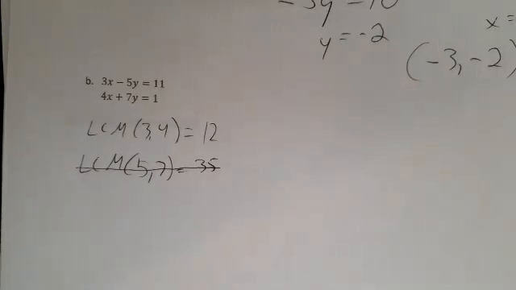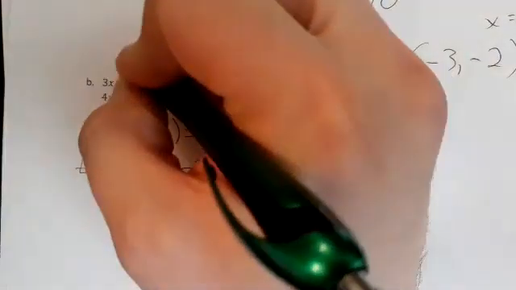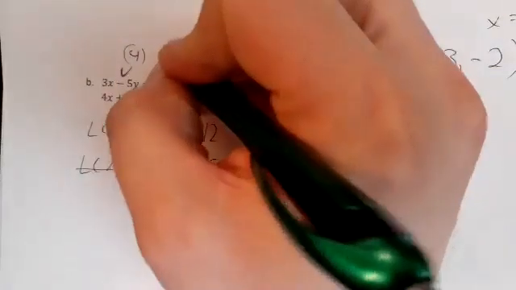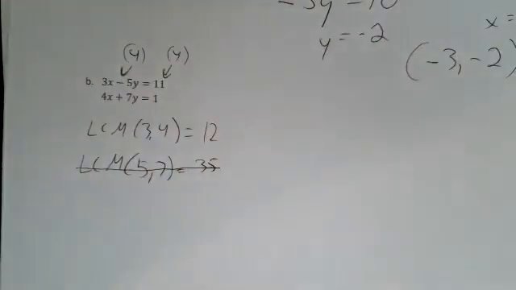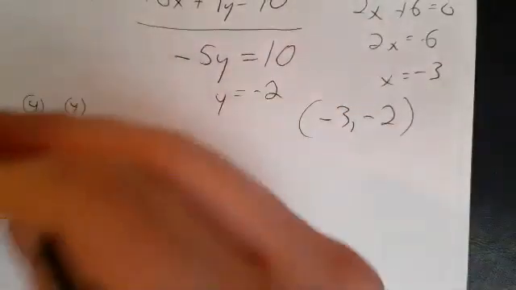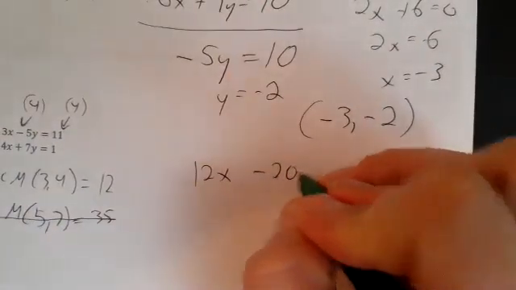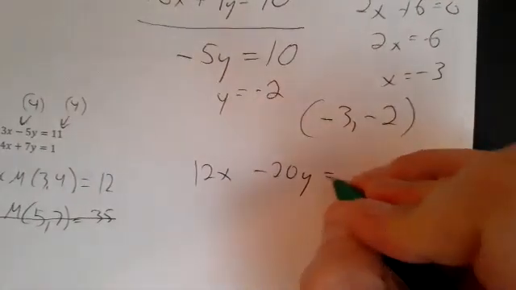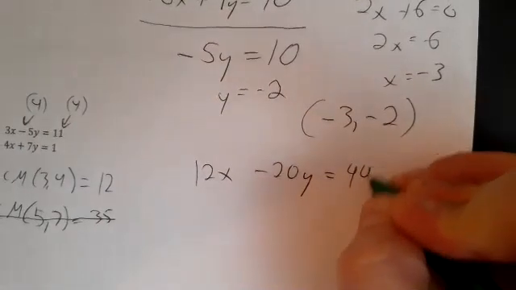So I need to simplify my x. I need one of them to be positive 12. I need one of them to be negative 12. And so you might have figured this out already. But I got to multiply this thing by 4. And I got to multiply that thing by 4. 3x times 4 is 12x. Minus 5 times 4 gives me minus 20y. And this is equal to 44.